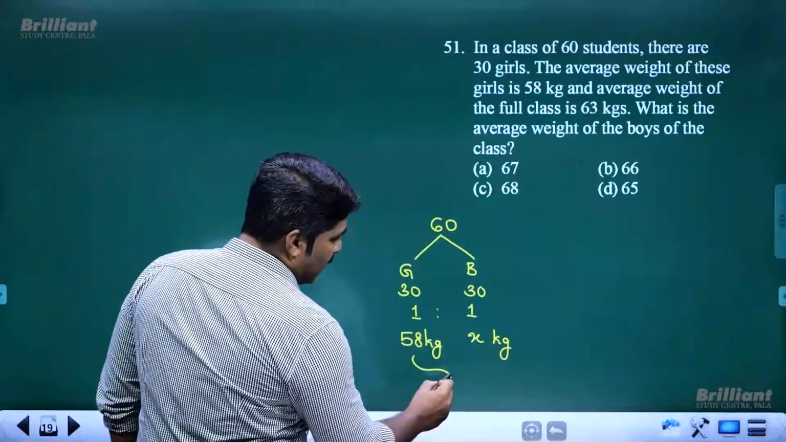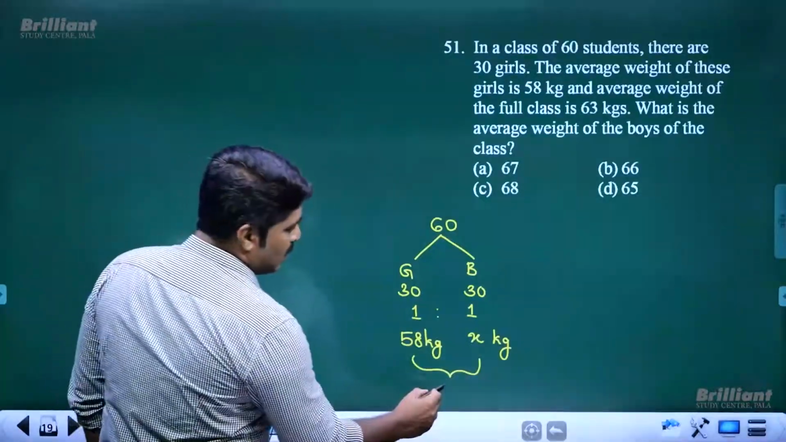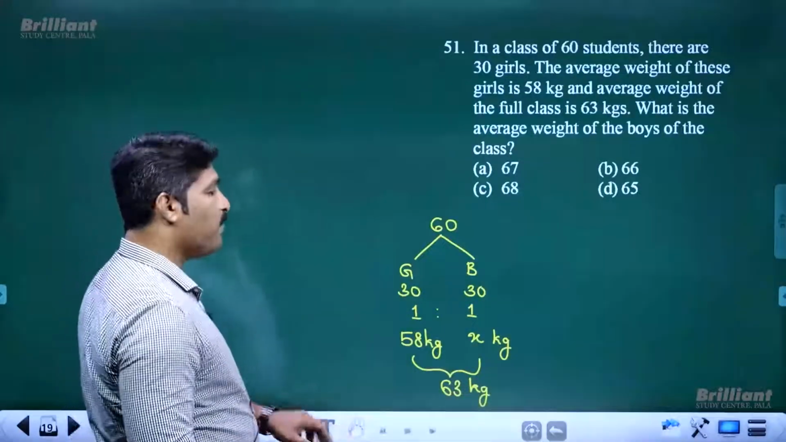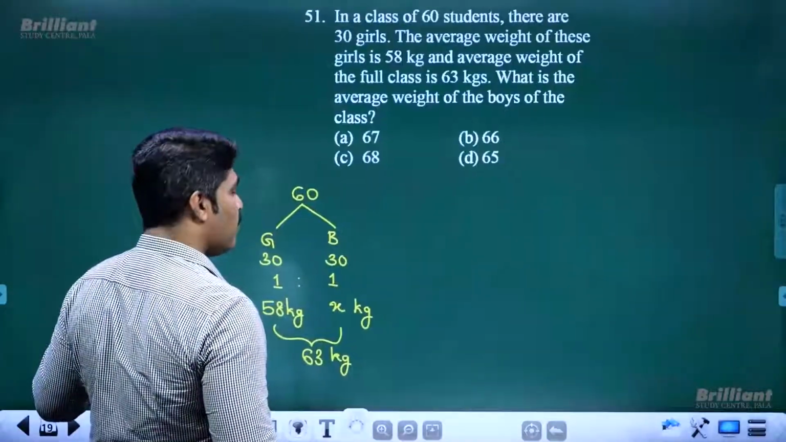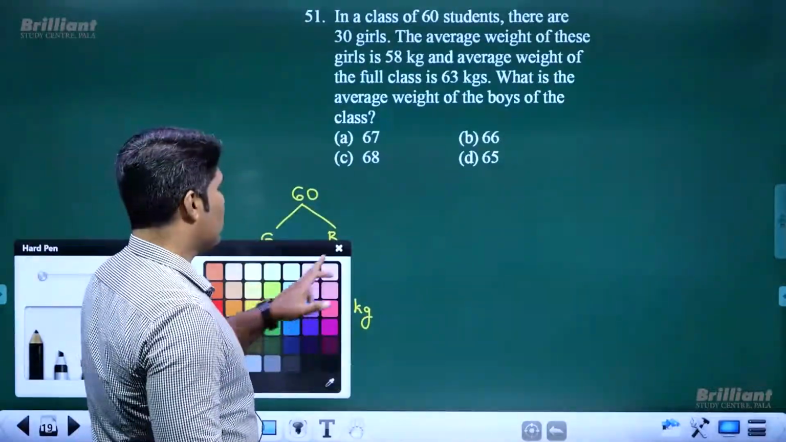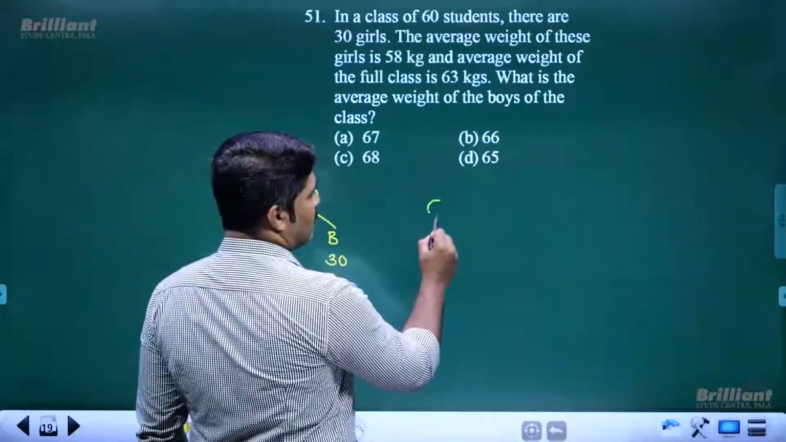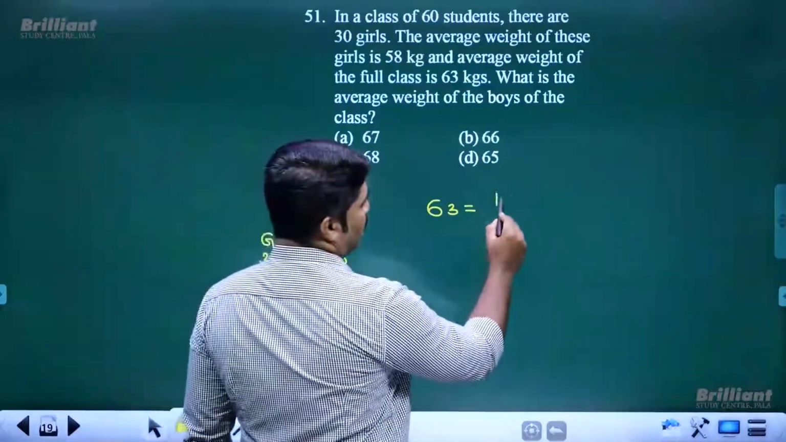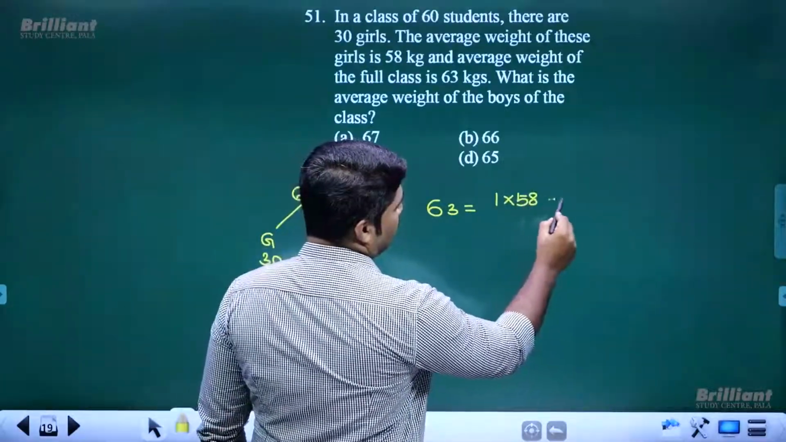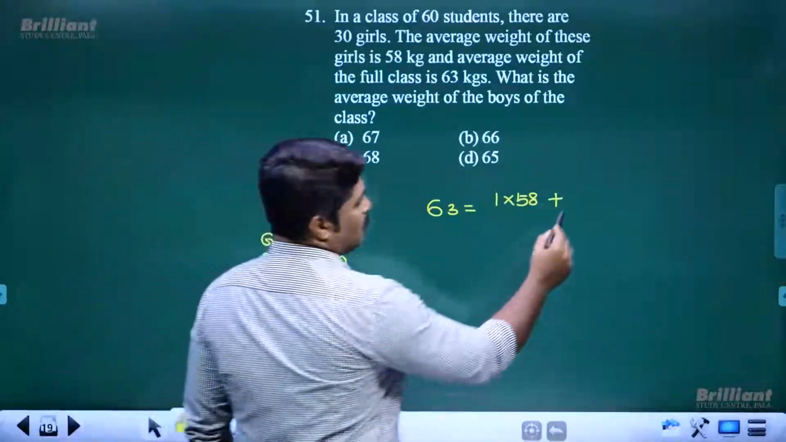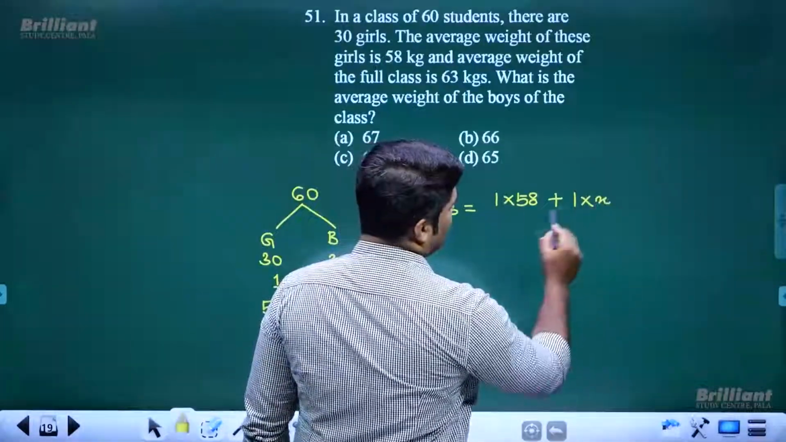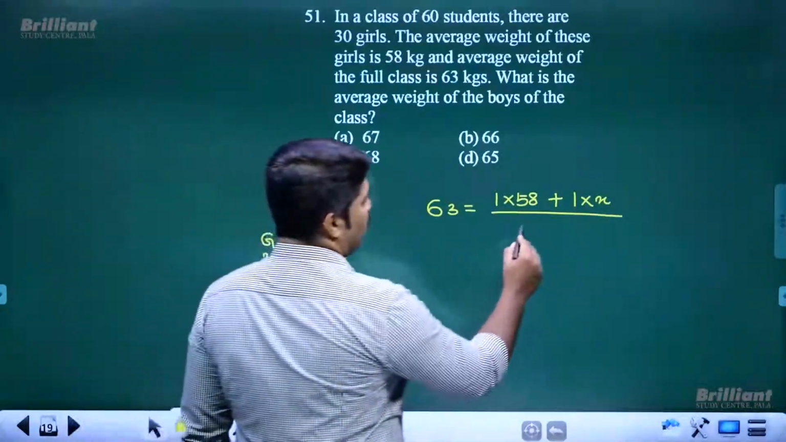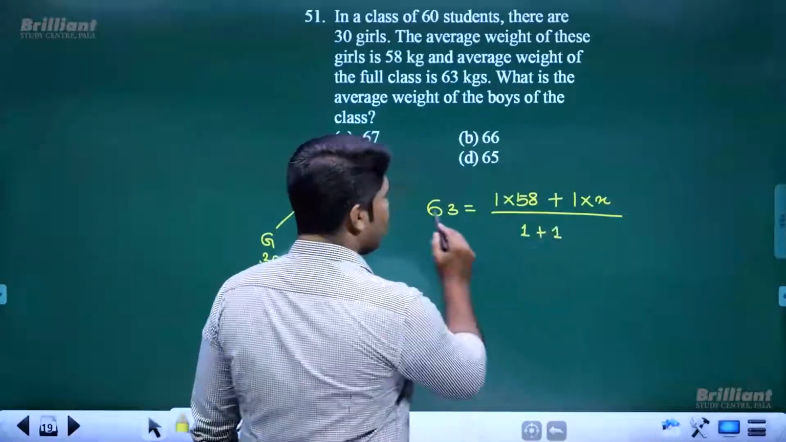And what is their net average? That's also given as 63 kilogram. How can we connect them? This is the basic idea of weighted average. How can we apply the weighted average in such a situation? This weighted average is the 63, which is equal to 1 into 58 plus 1 into x, divided by 1 plus 1. Here those are the weightages, 1 and 1, therefore 1 plus 1.